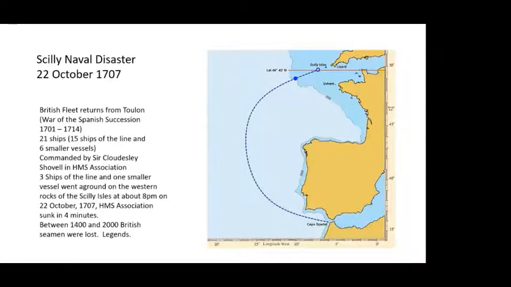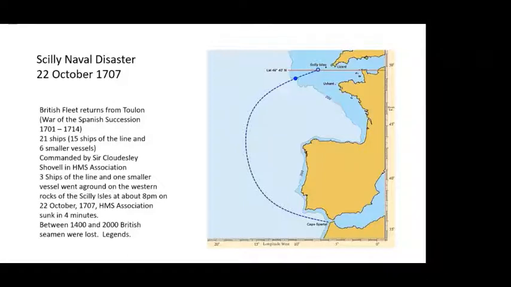3 ships of the line and 1 smaller vessel went aground on the western banks of the Scilly Isles at about 8 p.m. on 20 October 1707. HMS Association sank in 4 minutes. Between 1,400 and 2,000 British seamen were lost.